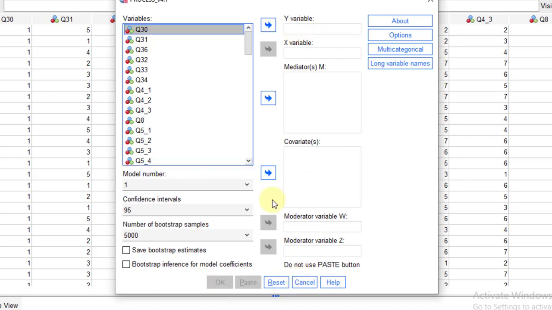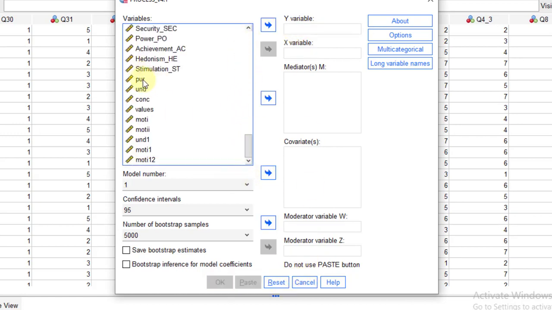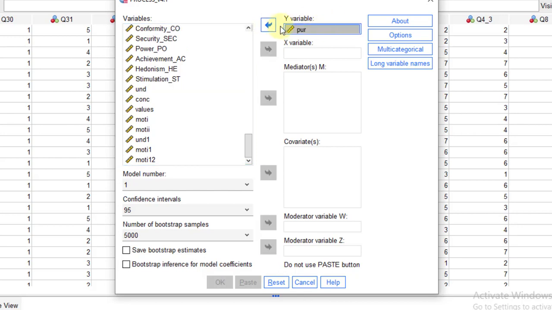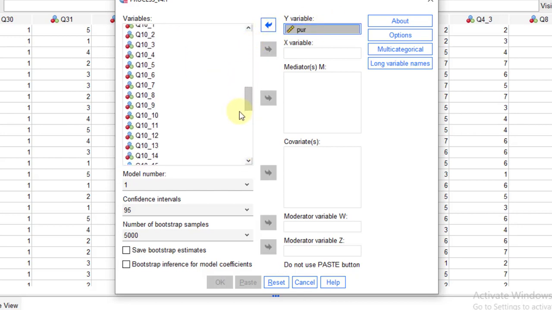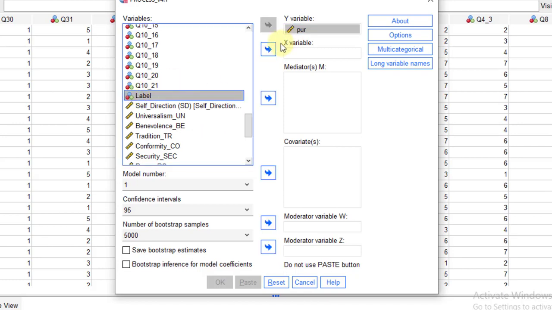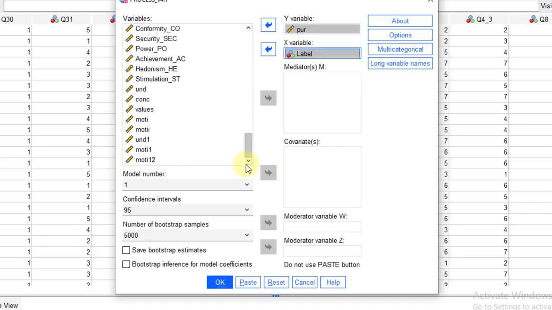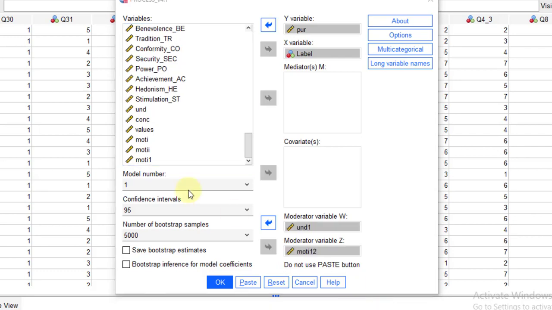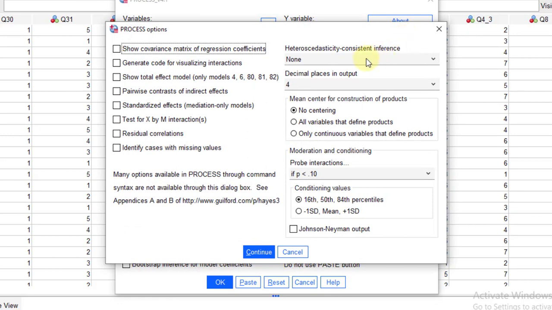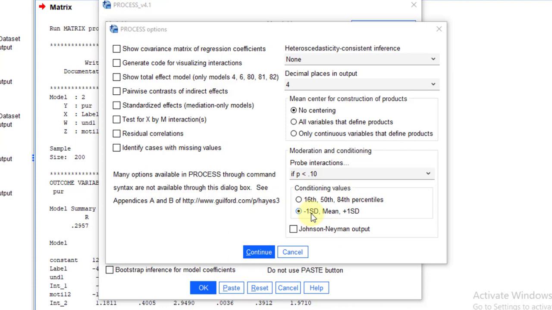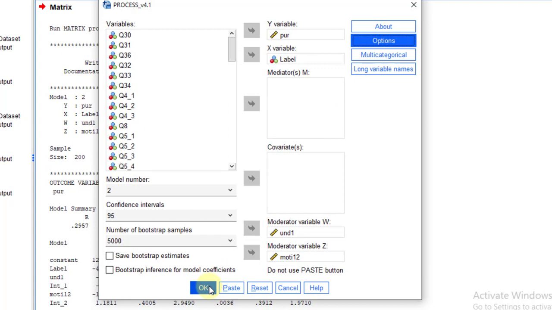I'm going to reset it all, then come down. Purchase is my dependent variable. Go up. Here, label is my independent categorical variable. If I come down, motivation and understanding are my moderators. Here select Model 2. Then go to Options. In the options, select no centering, and then click on -1 standard deviation, mean, and +1 standard deviation. Continue and then click OK.